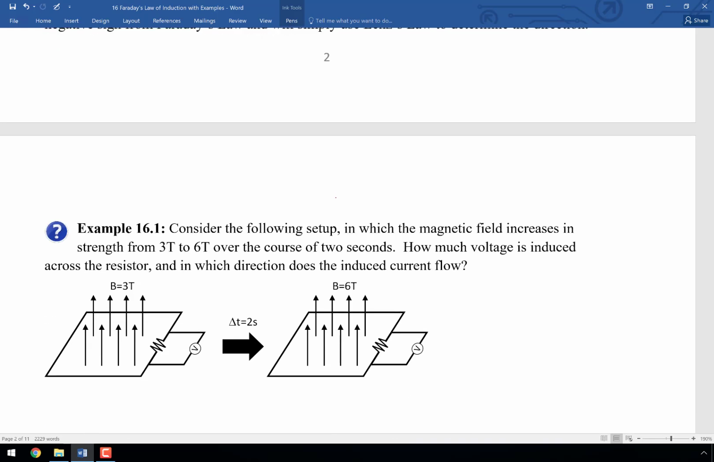We're going to consider this setup in which the magnetic field increases in strength from 3 Tesla to 6 Tesla over the course of 2 seconds. And I forgot to mention it in here, but I'm going to say that each one of these sides is 50 centimeters.